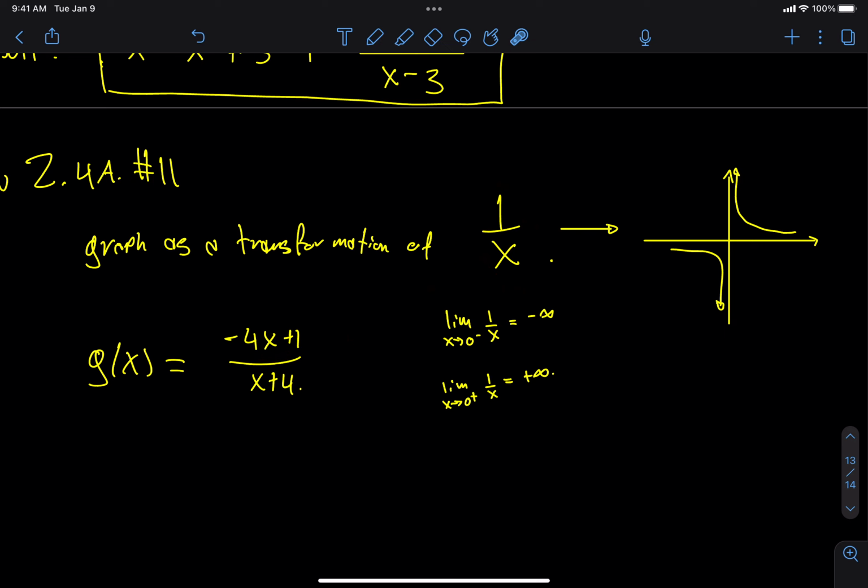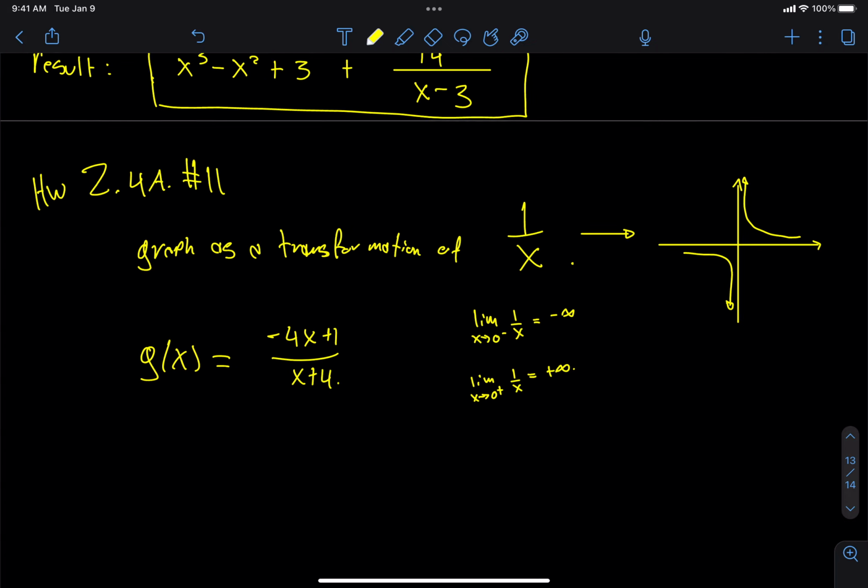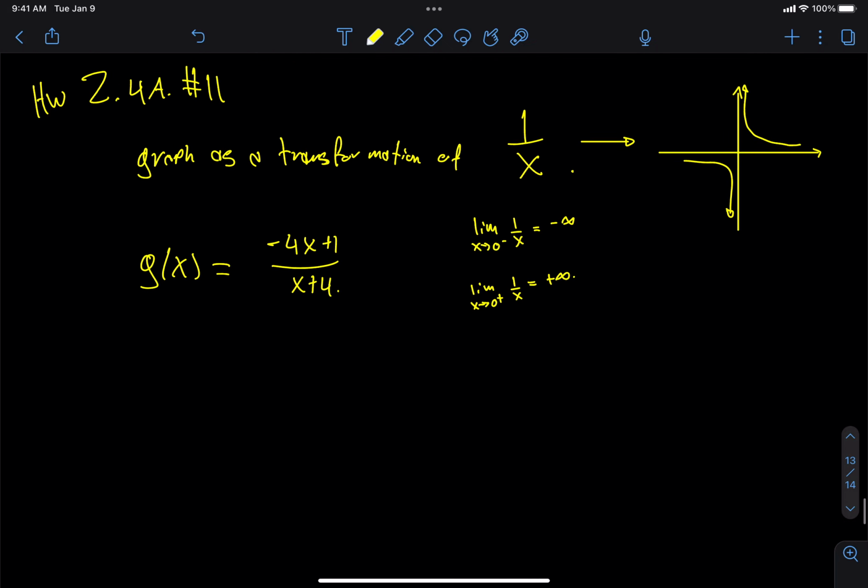So in order to graph this as a transformation of 1 over x, we're going to need to manipulate this expression a little bit. And the way we're going to do it is using long division like we talked about in class earlier today. So we want to divide negative 4x plus 1 by x plus 4. And let's see what happens when we do that.